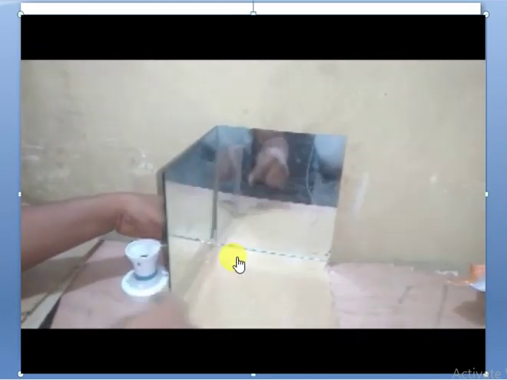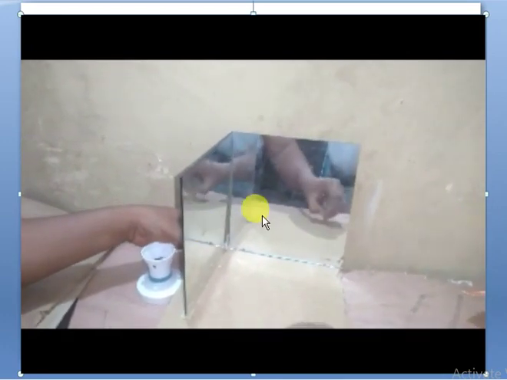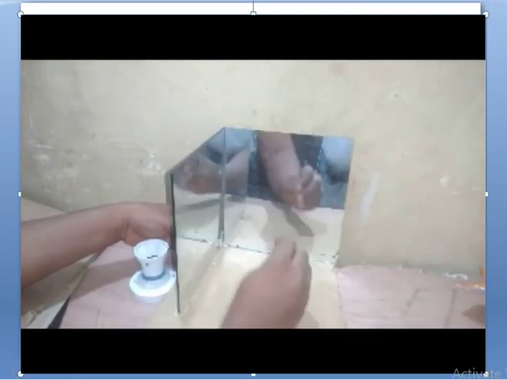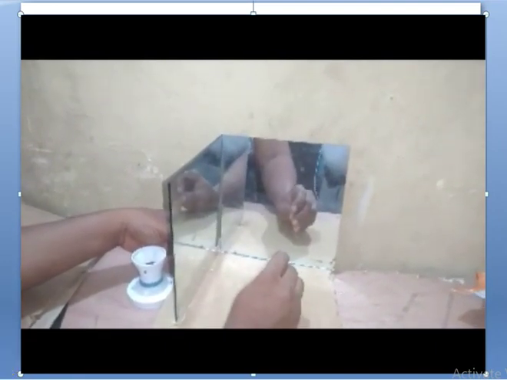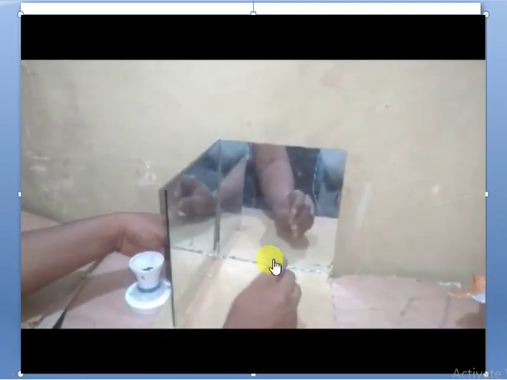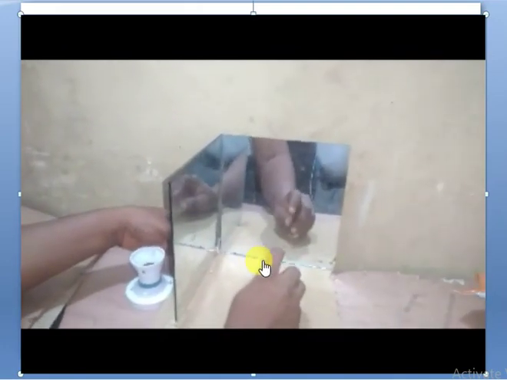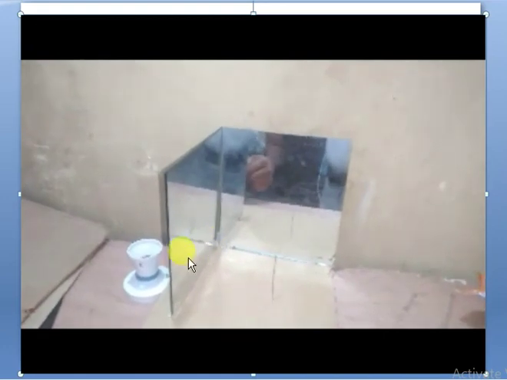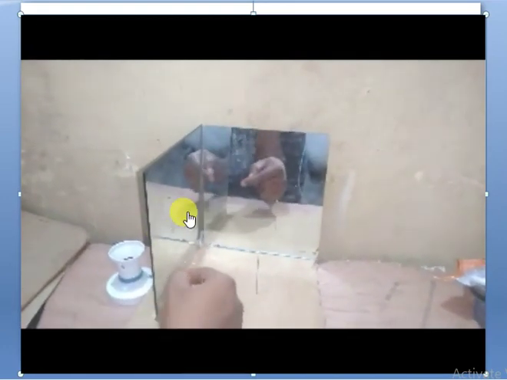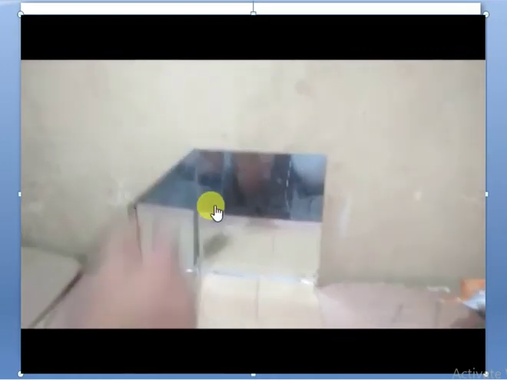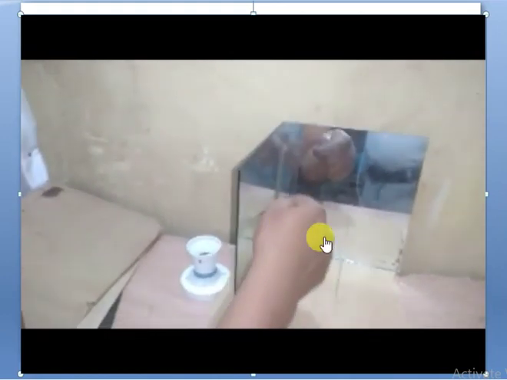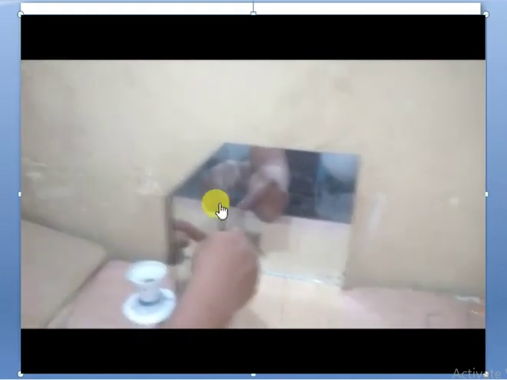Now, looking at these two mirrors, here the two mirrors are parallel. They are on a straight line. Look at your object, which is the optical pin. You place it in front of it. Now, what do you observe here? You have 1, 2. Let's look at the image.